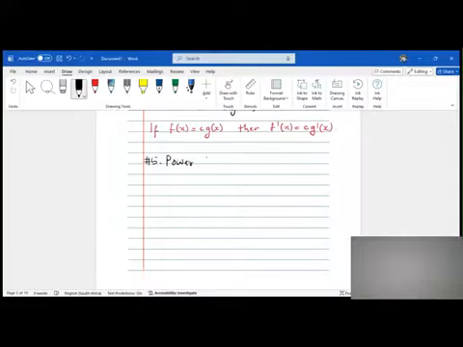The power rule states that if f of x is equal to any function of this form, x to the power of n, then f prime of x is equal to n x to the power of n minus 1. So that's the power rule, and we want to then prove that.